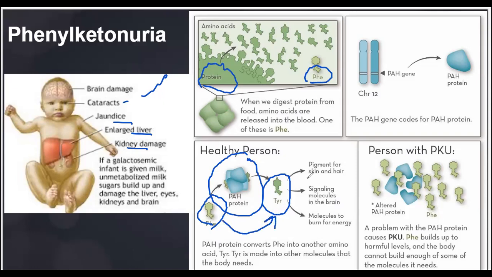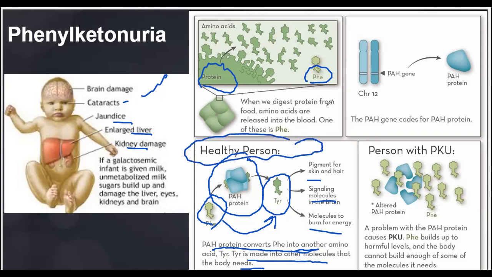And this tyrosine then has normal metabolic effects. It is required for skin and hair, for signaling molecules in the brain, and for energy. So the PAH protein will convert phenylalanine into another amino acid, tyrosine, and then tyrosine is made into other molecules that the body will need. This happens in a healthy person.